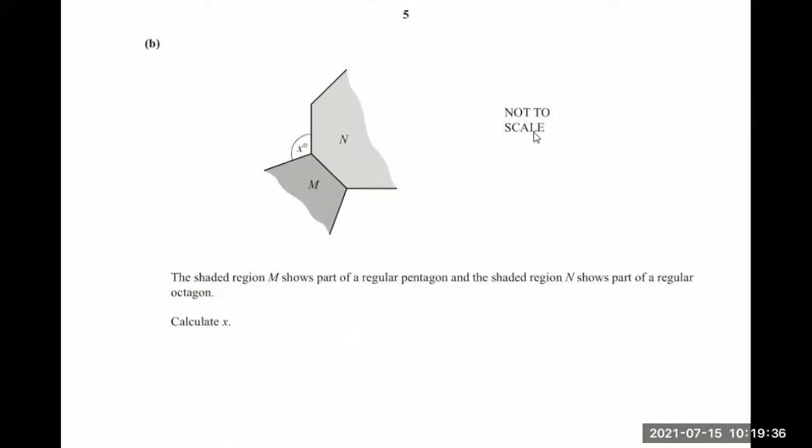Then in the next part it says that the shaded region M shows part of a regular pentagon. So when I see a regular pentagon, I know that all the angles must be equal. This must be equal to that. And the shaded region N shows part of a regular octagon, so again, these angles are equal. Can I calculate X? Yes, if I had both other angles. So one angle of a regular pentagon, not one regular angle.